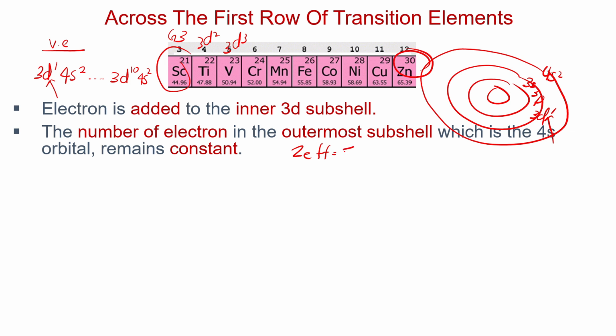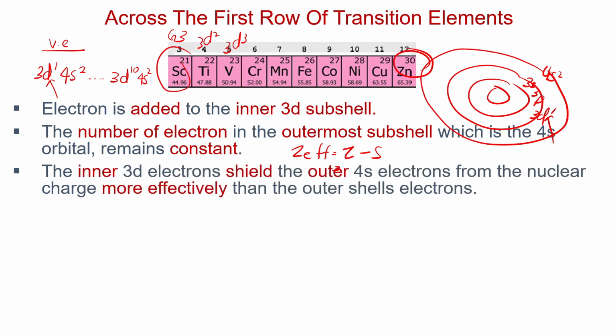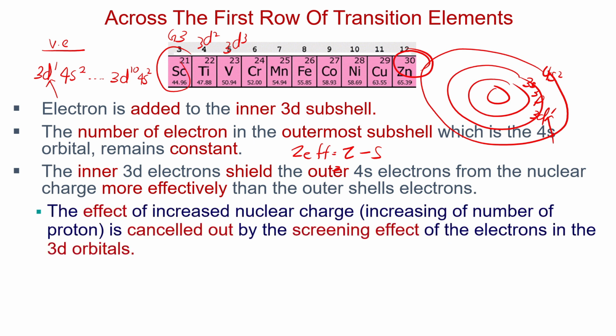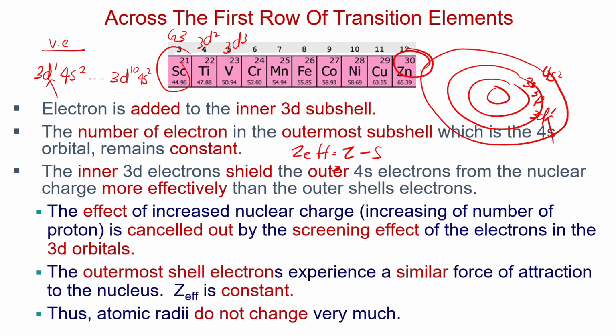Okay, Zeff ialah Z minus S, proton minus inner elektron. So proton bertambah, S bertambah, jadi akan jadi sama value of Zeff. Nanti saya akan tunjukkan calculation. So kita katakan inner 3d electron shield the outer 4s from the nuclear attraction. So punya value of Zeff is constant. Okay, as a conclusion, the atomic radii do not change very much.